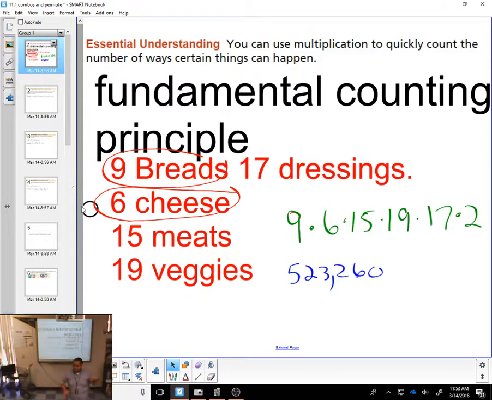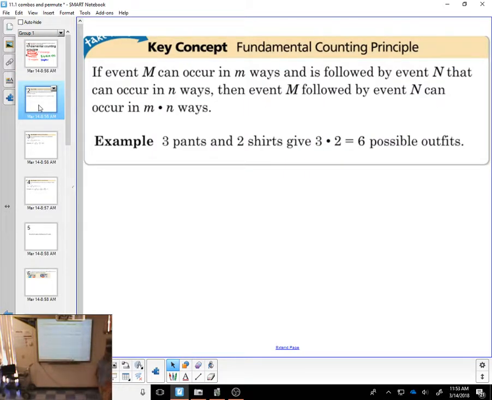Okay? Now, someone said, do you have like a formal definition? Yeah. It sounds like this. If event M can occur in M ways, and is followed by event N that can occur in N ways, then event M followed by event N can occur in M times N ways.